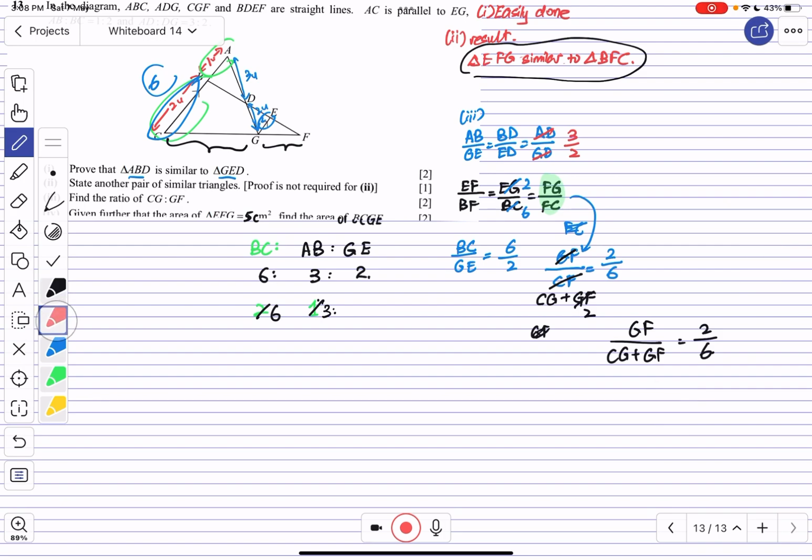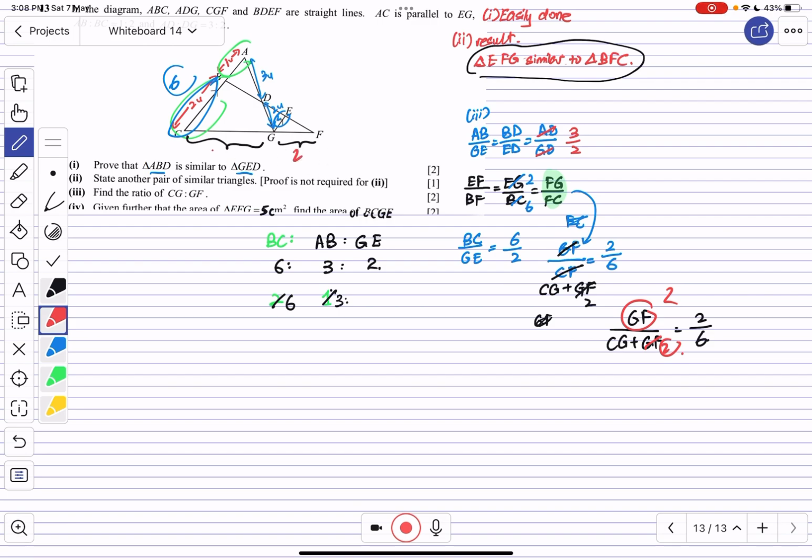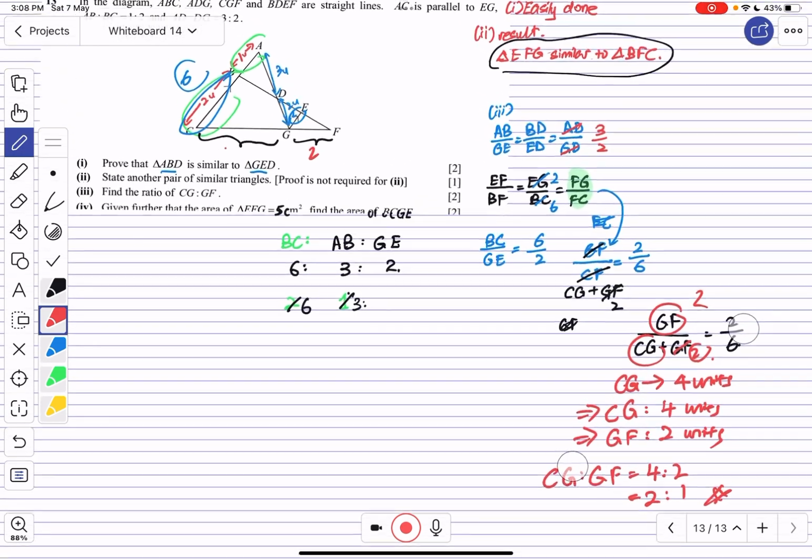Right, so if I'm considering this is 2 units, this is 2 units. Right, that means I'm saying that if this is 2, then CG likely will be taking 4 units. Right, because 6 minus 2. So therefore, CG is 4 units. GF will be taking on 2 units. Then if I consider CG to GF, that will just be 4:2 or 2:1 to simplify. So that is part 3.